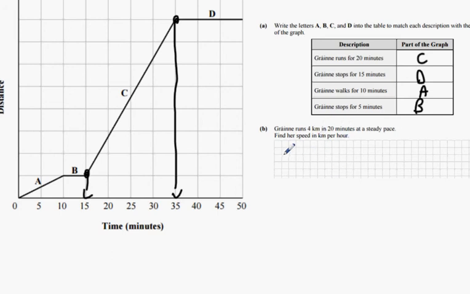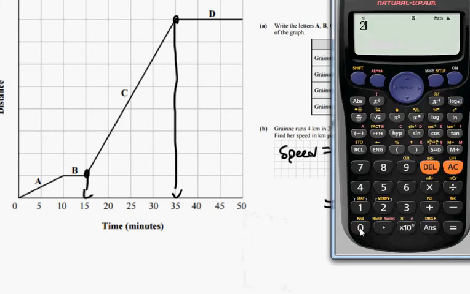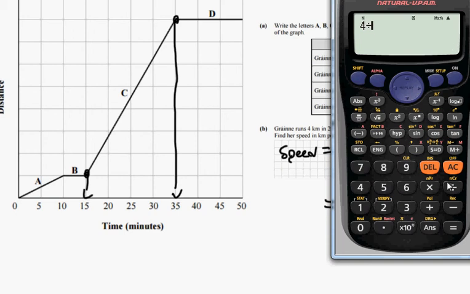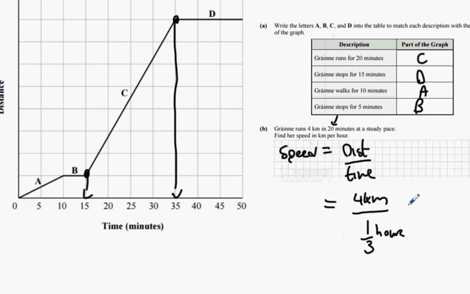Find her speed in kilometers per hour. So, speed equals distance divided by time. The distance she does is 4 kilometers. However, the time, we can't put 20 minutes down. 20 minutes is the same thing as 20 divided by 60. It's the same as 1/3 of an hour. So 4 kilometers divided by 1/3 of an hour. So it's going to be 4 divided by 1/3, which means she has an average pace of 12 kilometers an hour.